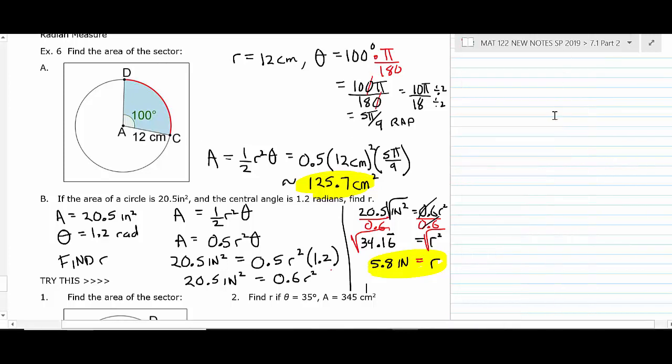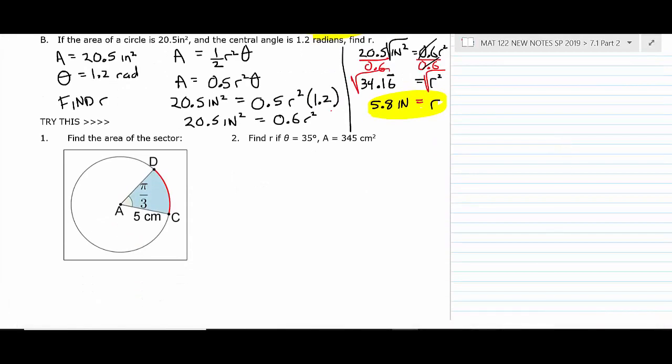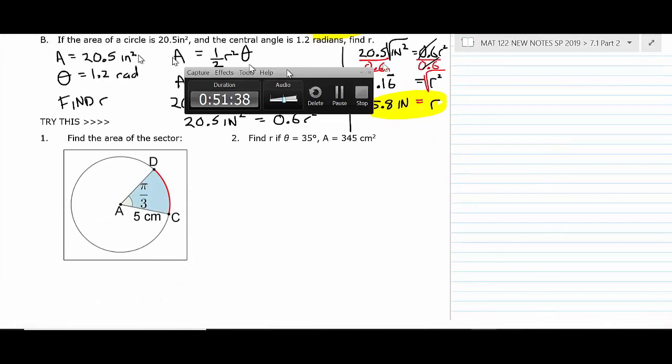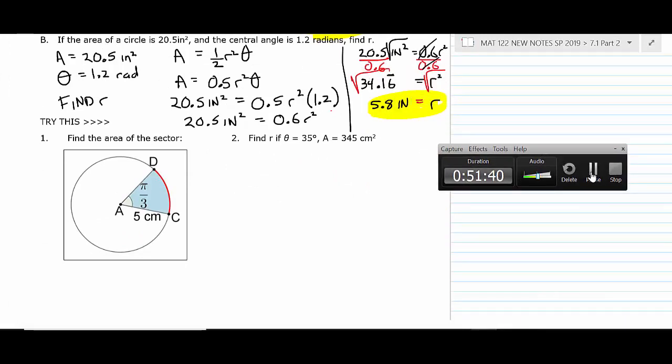Okay. All right, so I'll let you finish up these last two problems, and then that'll wrap up this second part. 7.1 is a very long section. I have to do it in 3 parts and break it up into those pieces. So let's go ahead and go here. Go ahead and pause the recording, and then we'll check our results.